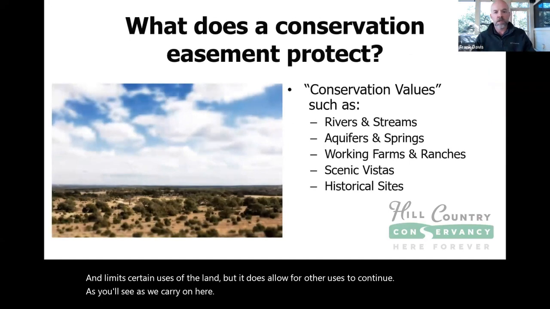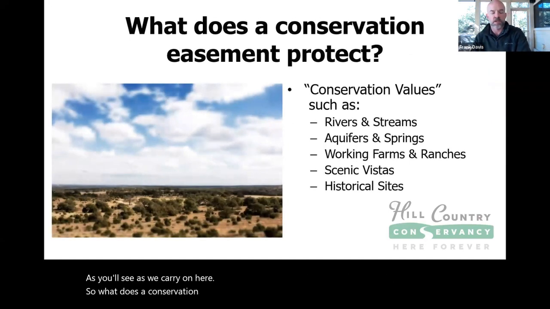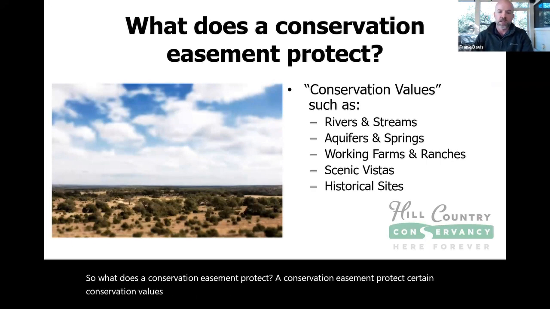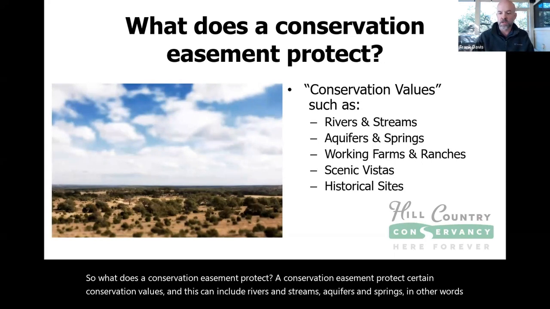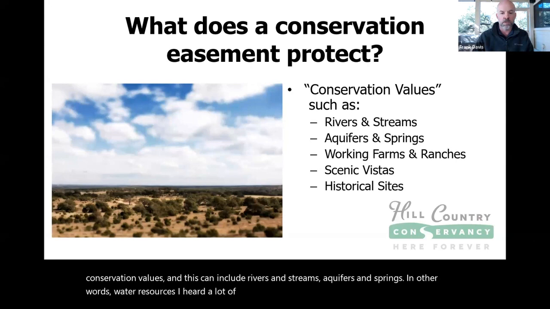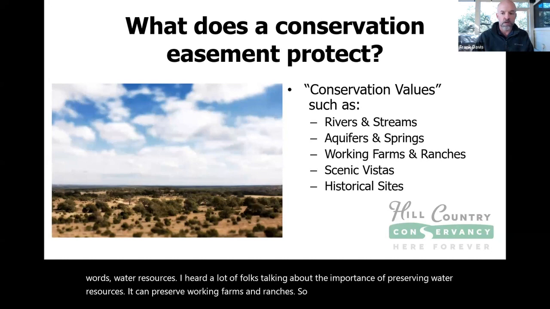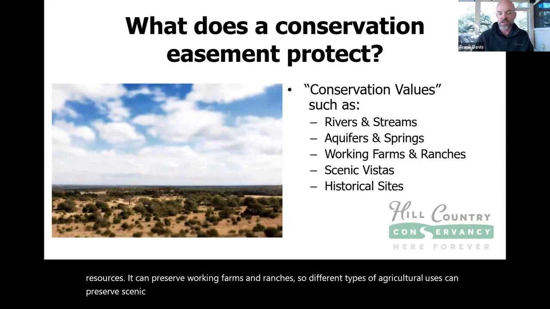So what does a conservation easement protect? A conservation easement protects certain conservation values, and this can include rivers and streams, aquifers and springs, in other words, water resources. I heard a lot of folks talking about the importance of preserving water resources. It can preserve working farms and ranches, so different types of agricultural uses. It can preserve scenic vistas even, if you can believe it.